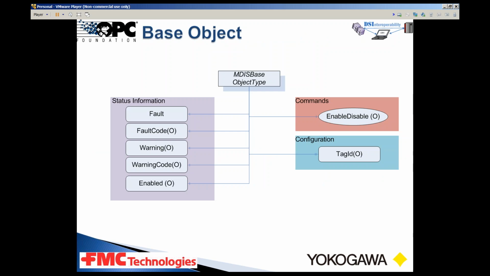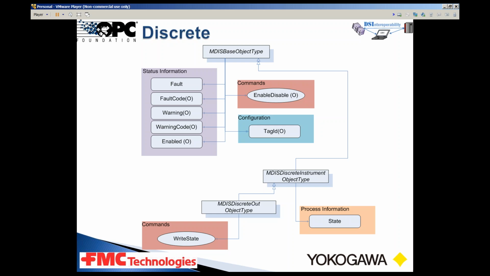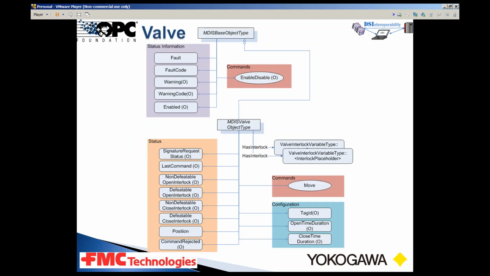So, a base type in the MDIS model generates just some fault and warning information and some configuration information to allow a client vendor or a client display system to understand where the source of this point is. And then it has enabling or disabling of equipment capabilities. And then when you subtype it to create, such as, a discrete instrument, it just adds additional state information. Or if it's an output, then it may add a method that allows you to write information. We'll talk about those a little bit more yet too, in particular with this valve object.